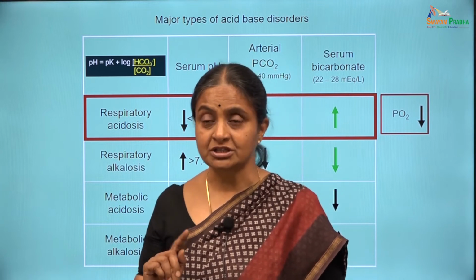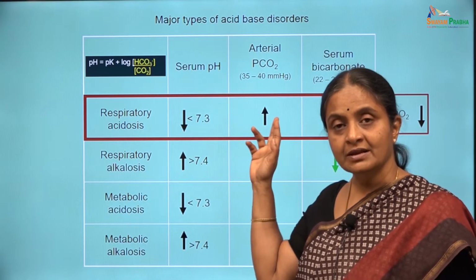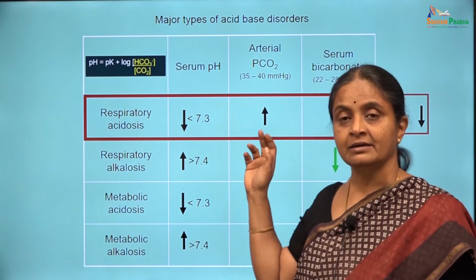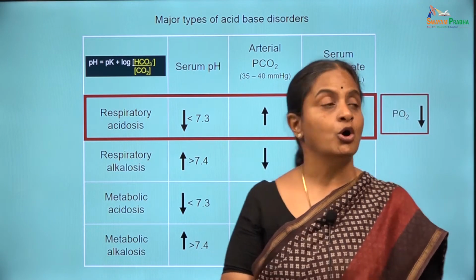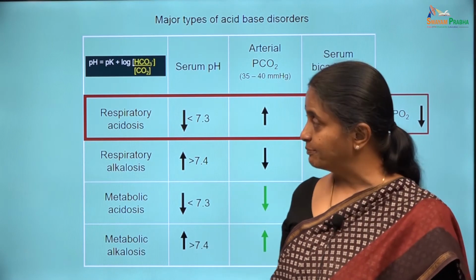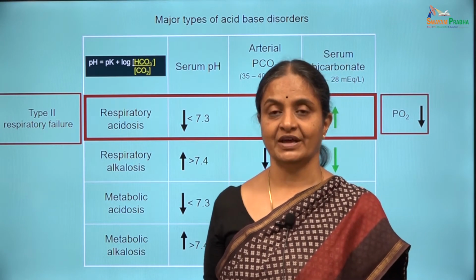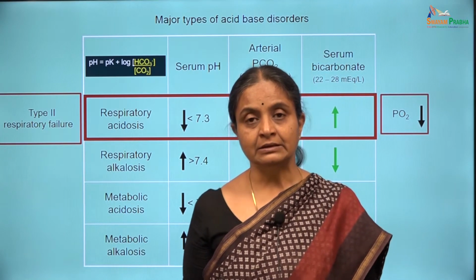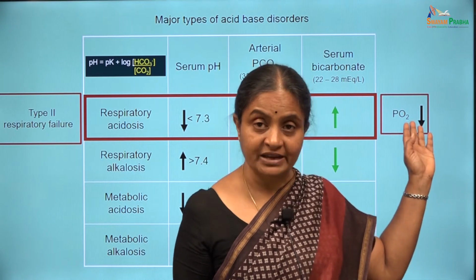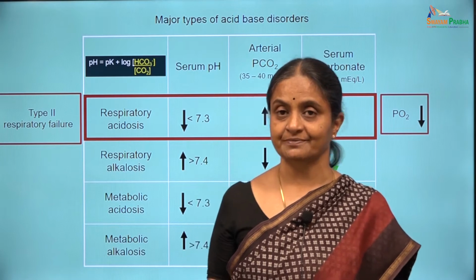Respiratory acidosis is a condition where carbon dioxide is high, and when carbon dioxide is high, almost always oxygen will be low. This is what is referred to as type 2 respiratory failure, where both gases are affected. This may be referred to as an obligatory hypoxia. The details will be dealt with in respiratory physiology.